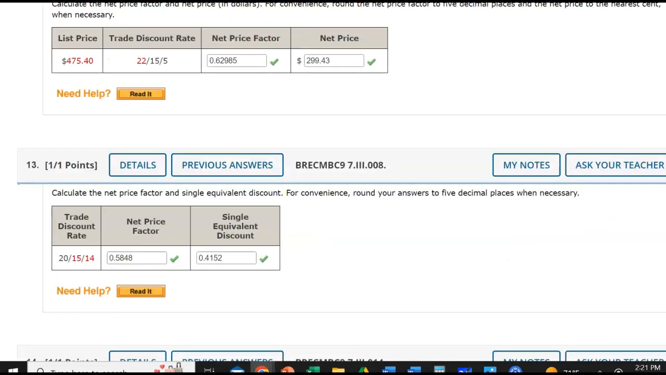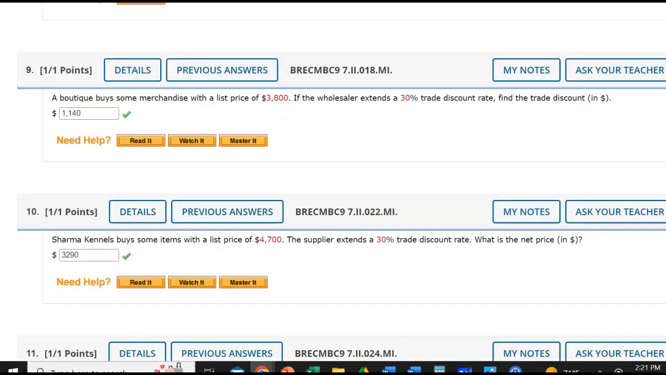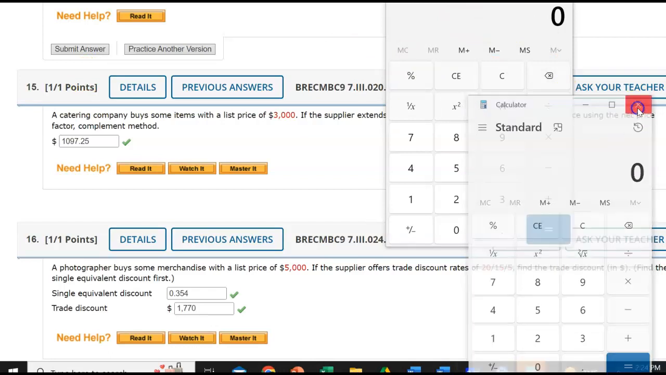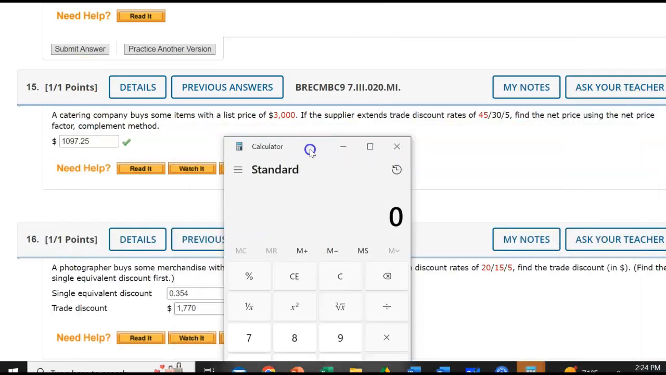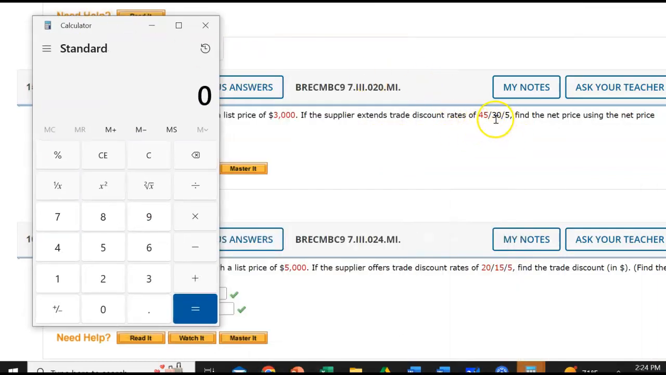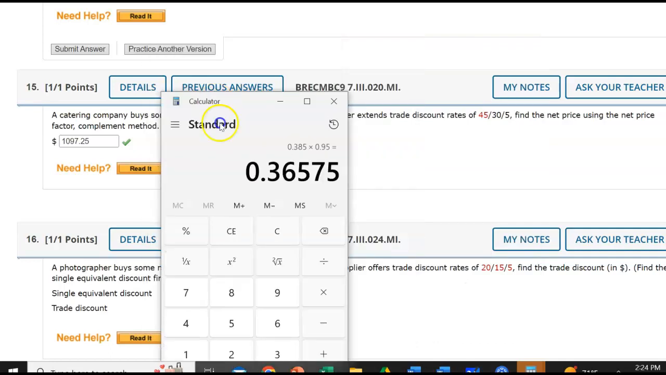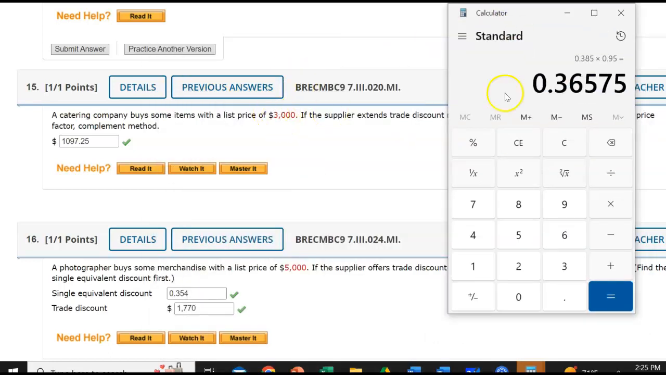For the next problem, you're going to calculate the net price. First, we have to find the net price factor. Remember, we're going to take 1 minus 0.45, which would be 0.55, and 1 minus 0.30, which would be 0.70. And 1 minus 0.05, which would be 0.95, and multiply those together, and that's going to give you your net price factor. To get the net price, you're going to take that net price factor and multiply it by the list price. And that's going to give you your net price.